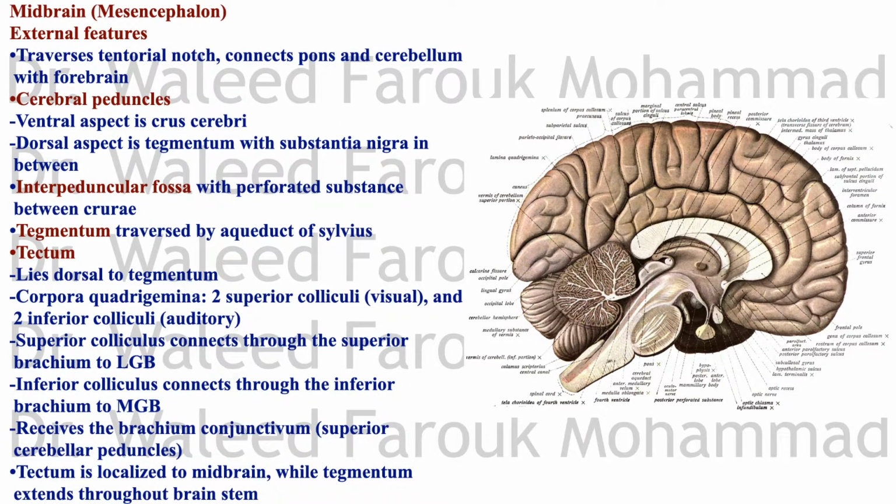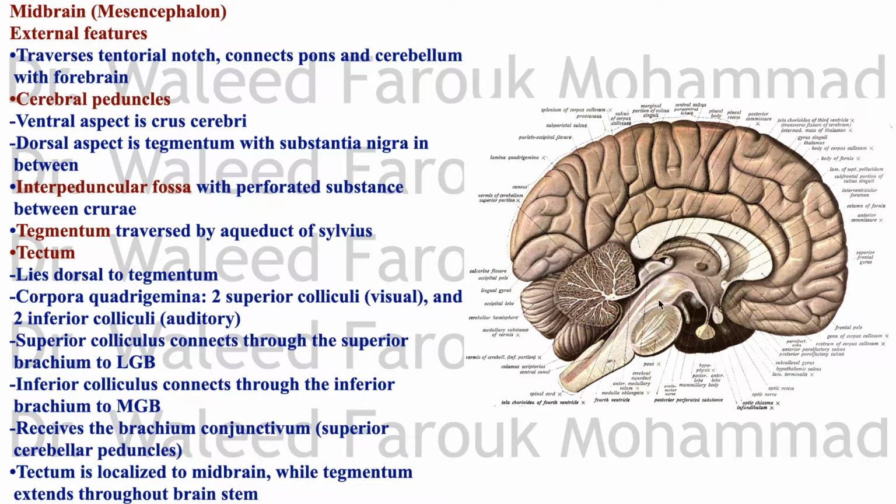The first structure is the midbrain, mesencephalon. The external features of the midbrain. This is the midbrain. Notice that it's the only structure that has a tectum. The rest is composed of tegmentum, which is continuous throughout the brainstem. It traverses the tentorial notch, as mentioned before, and connects the pons and cerebellum with the forebrain.